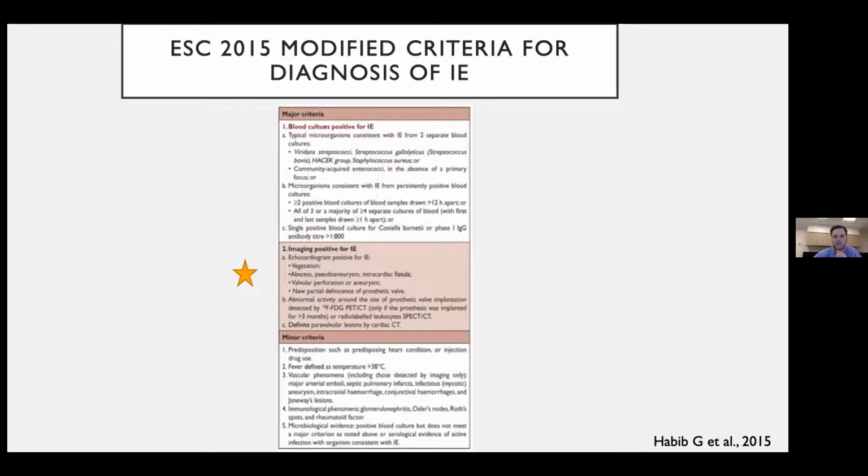So this is the diagnostic criteria used in the ESC guidelines, and it's very similar to the modified Duke criteria. But I just wanted to point out that the imaging section is just a little bit more extensive. So they also include in the diagnostic criteria for endocarditis, valve aneurysm, pseudoaneurysm, and intracardiac fistula. They also do include some multimodality imaging, so paravalvular lesions seen on CT, as well as positive PET scan in the context of prosthetic valves.